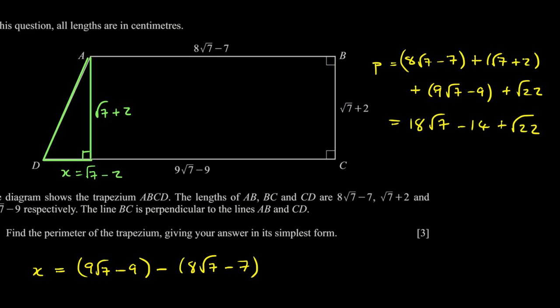Okay, the next part is we want to find the area of the trapezium, giving our answer in the form p root 7 plus q, where p and q are rational numbers.